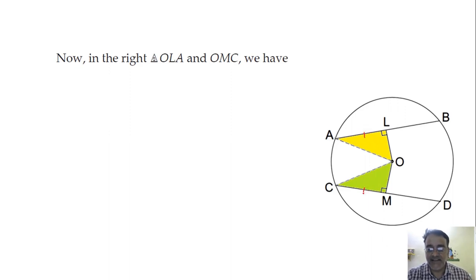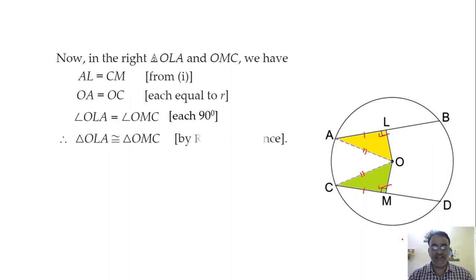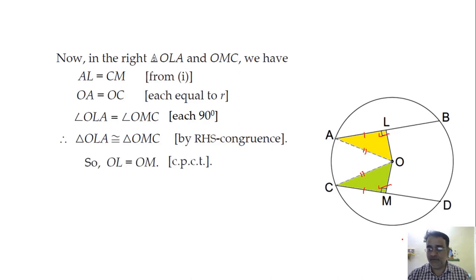Why? Proved above. OA is equal to OC. Why? Radii of the circle. And these two angles are equal, each is 90 degrees. Now these two triangles are congruent by which criteria? RHS congruence. Very good. RHS congruence rule. So that implies OL is equal to OM. Why? CPCT. Right. So this is what we had to prove.